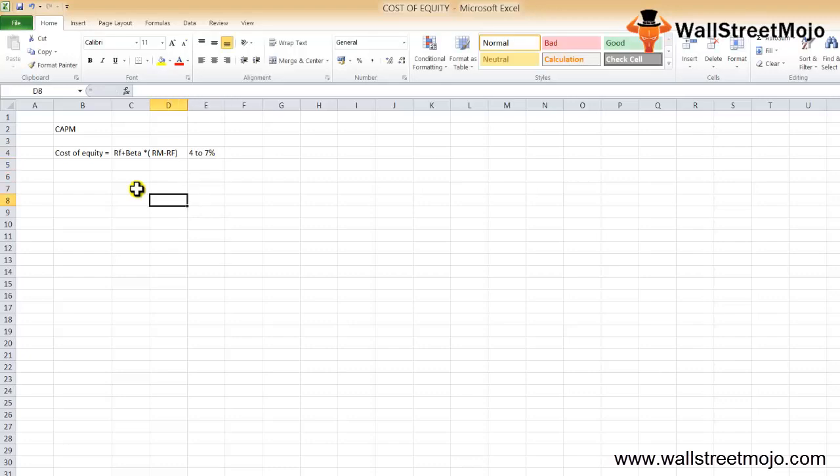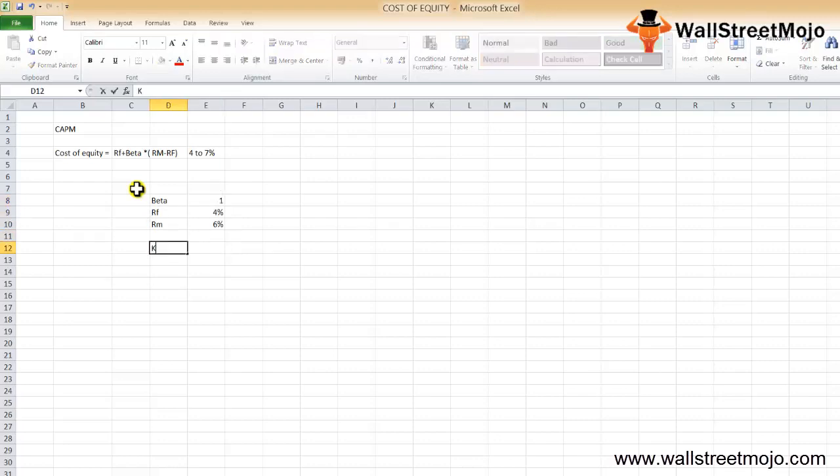Let's take an example to understand this. Let's say the beta of the company is 1. The risk-free rate, RF, is let's say 4%. The market rate of return, RM, is let's say 6%. So we need to compute the cost of equity using the CAPM model. Let's say company M has a beta of 1, and that means the stock of company M will increase or decrease in tandem with the market. We'll understand more of this in a later section.